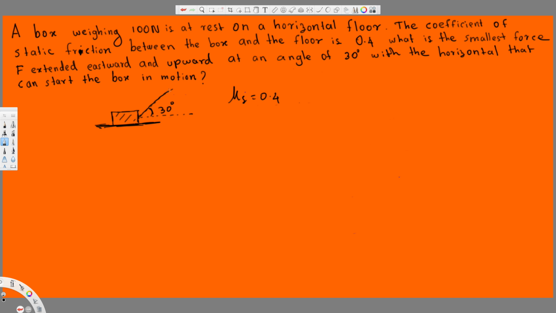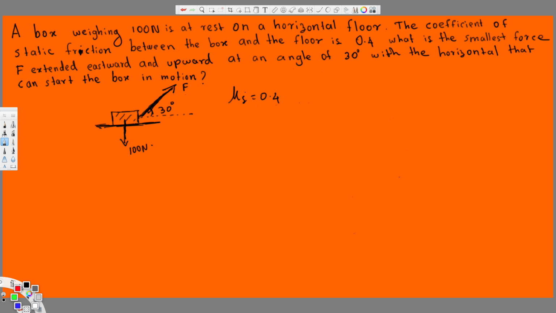So this is F, and at a small angle 30 degrees with the horizontal, that can start the box in motion. So they are asking what is the force required to move this object. So in this case, to find this F, first thing we have to do is put the forces here. So they have given the weight, 100 Newton, so it's going to be acting downward, 100 Newton.